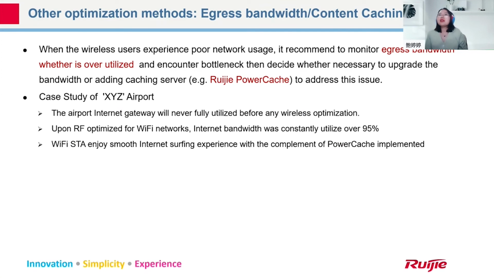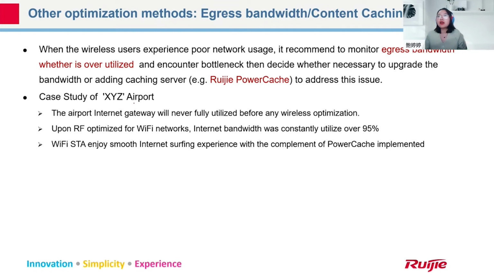And another one is the egress bandwidth and the caching upgrade. This is the method. For example, you do all the parameters, but you still find that the egress bandwidth is not enough. It's overutilized. So in this scenario, maybe the problem is that your egress device's caching is not enough. So we can add a special caching service like the Ruijie Power Cache to address this issue.